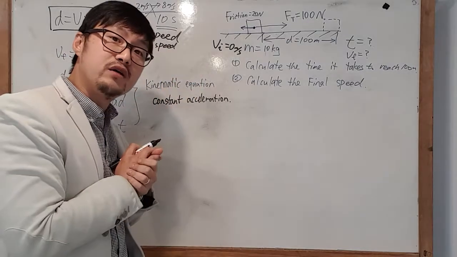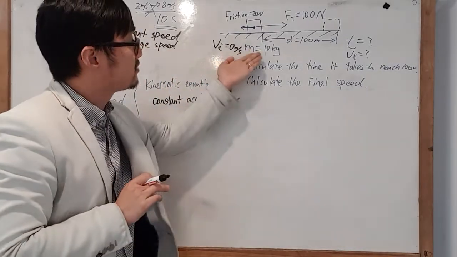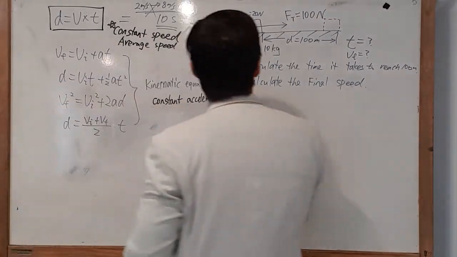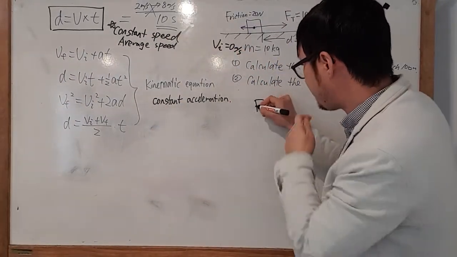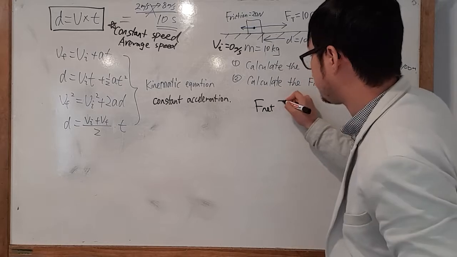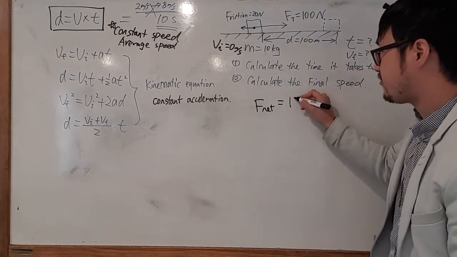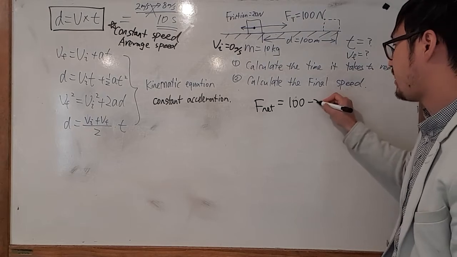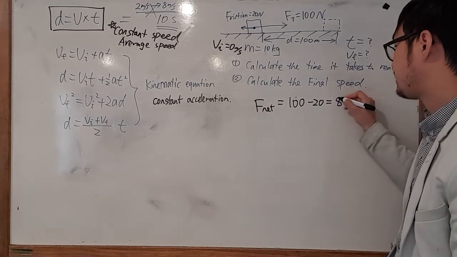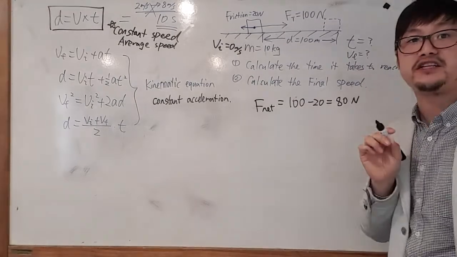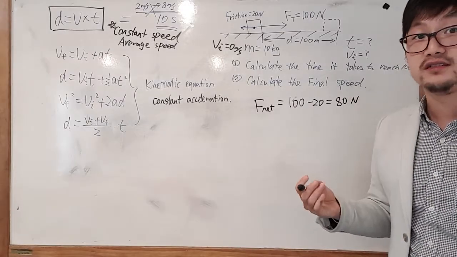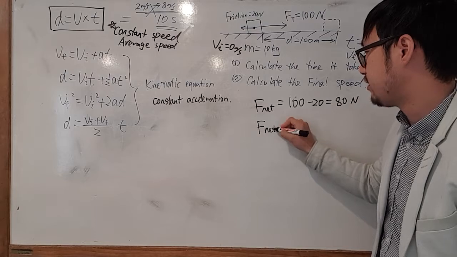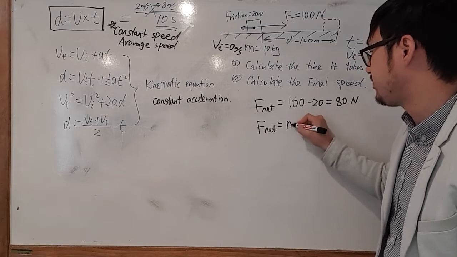If I've got to calculate this acceleration, because I know force and I know mass, I can calculate acceleration. So first step, I'm going to find the net force, because the net force is going to tell me the acceleration. The net force is going to equal the 100 Newton going forward minus the 20 Newton. That's going to give me 80 Newton. So that's my net force. And from the net force, now I can calculate acceleration.